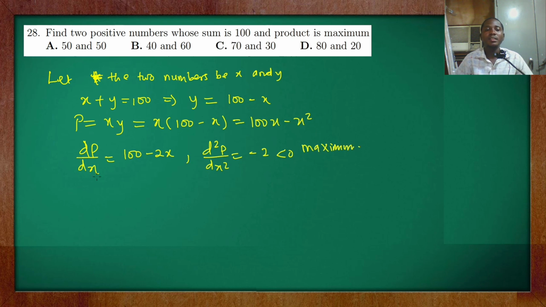All right, now if I set my dp dx to 0, that means I'm going to have 100 minus 2x equal to 0. That means my x is just 50. So this is like the maximum x value.